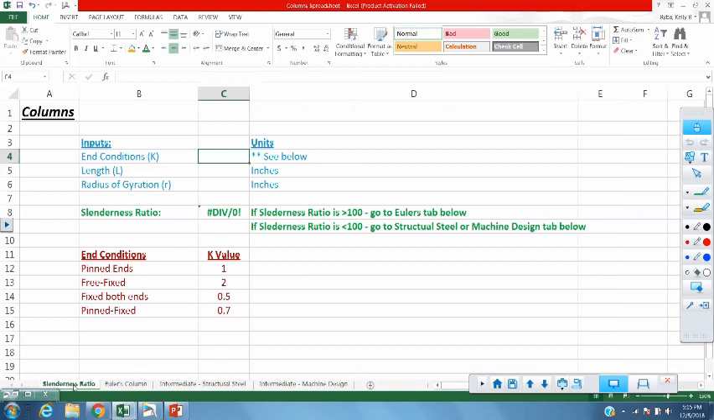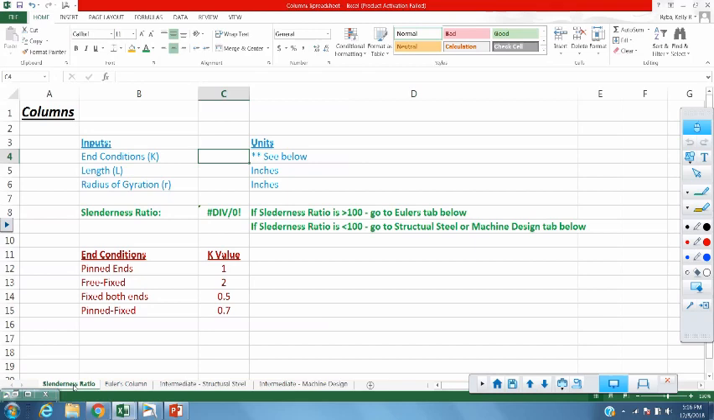Now, how I formatted this was to start on the slenderness ratio page, or the slenderness ratio sheet as they're called in Excel, where we can then determine from this sheet which one of the tabs we're going to be going to on the bottom.